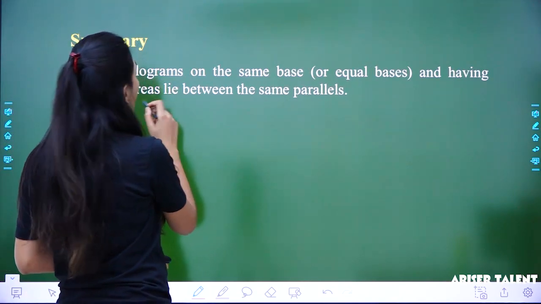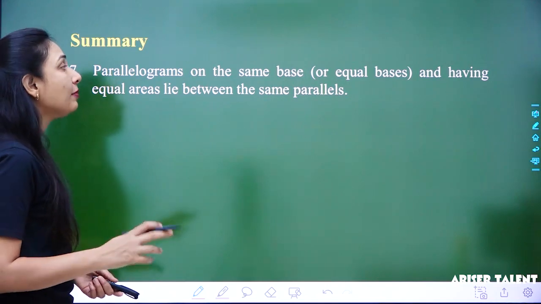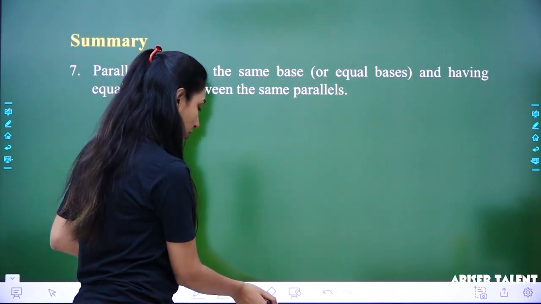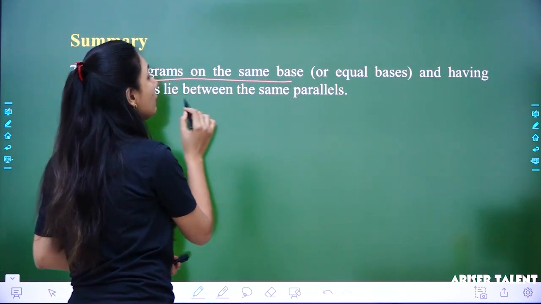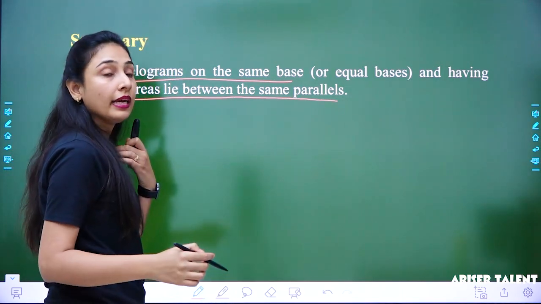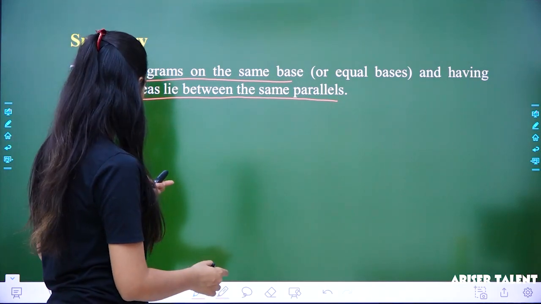Next, parallelograms on the same base or equal bases and having equal areas lie between the same parallels. Okay, so it was saying that parallelograms on the same or equal bases having equal areas lie between the same parallels. We have done this, right?